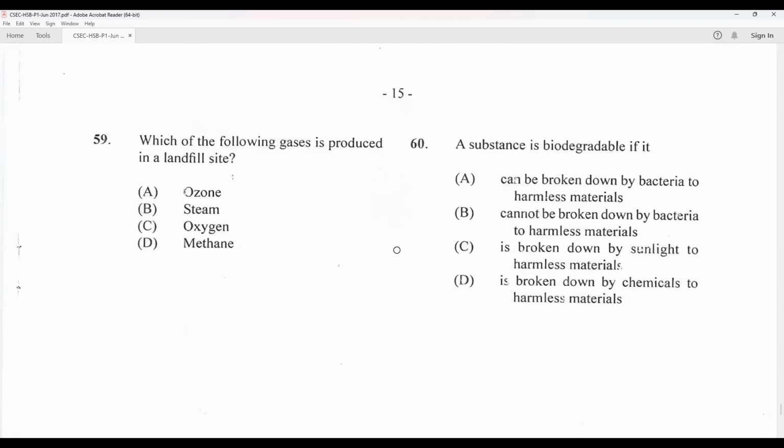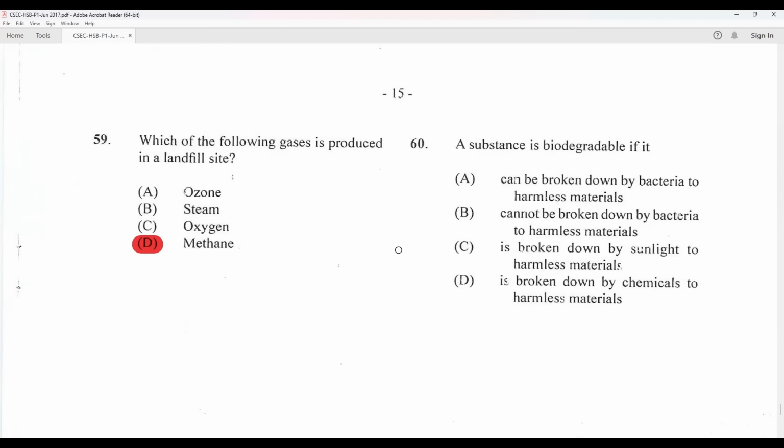59. Which of the following gases is produced in a landfill site? Ozone, steam, oxygen, methane. Methane is the answer. Ozone is the atmosphere. Steam, that seems like some kind of industry. Oxygen, plants do that. Methane is the one from a landfill.